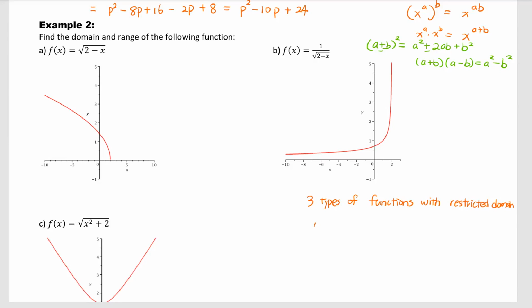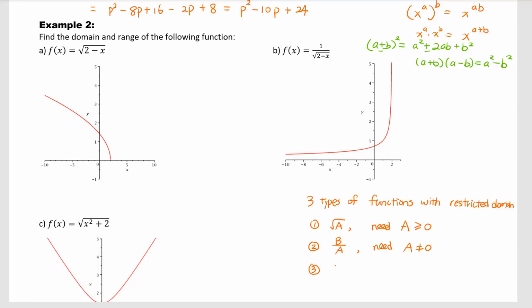What are those? First is the square root of a. What do we need? We need the thing inside the square root to be greater than or equal to 0, okay? Second, a fraction, b over a. What do we need? Do we have any constraint on the numerator? No. We only need the denominator to not be 0, okay?